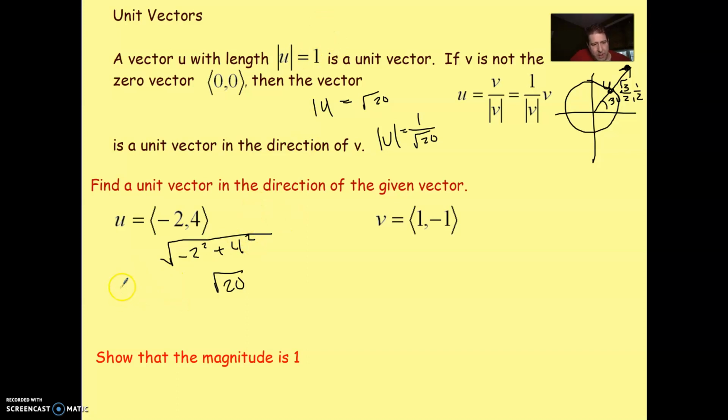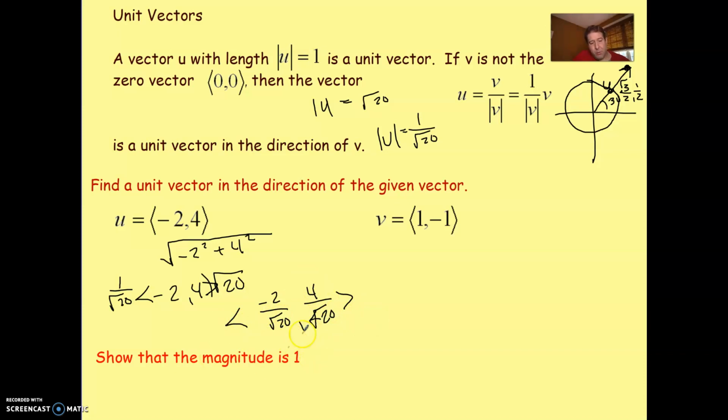So what I'm really going to do is 1 over the square root of 20 times the vector negative 2, comma, 4. That's going to give me the vector negative 2 over the square root of 20, comma, 4 over the square root of 20. And there's your unit vector.